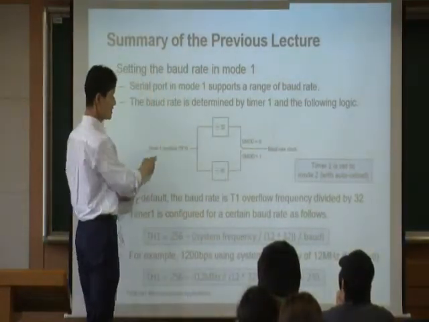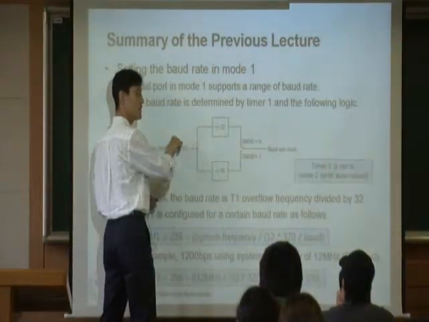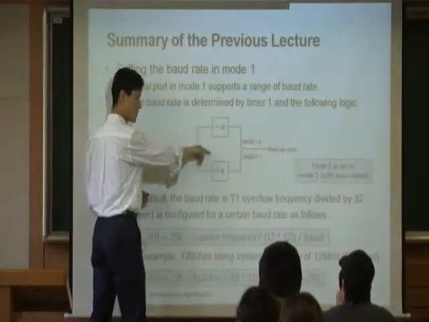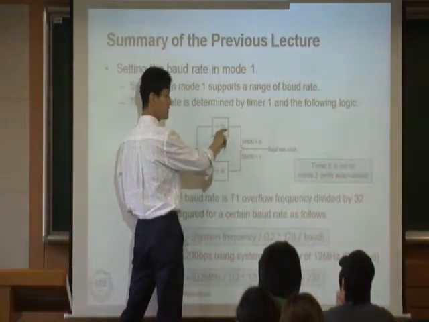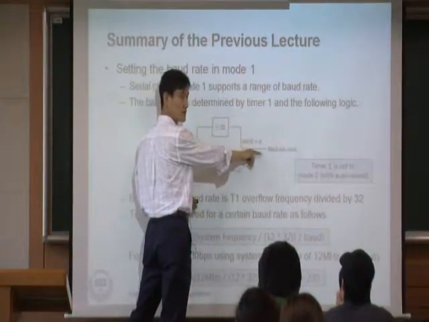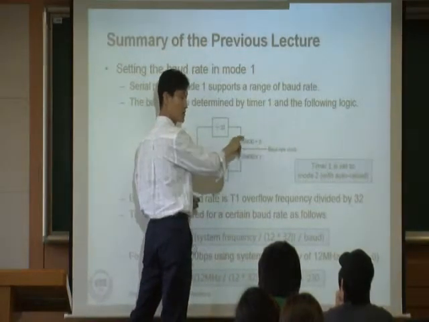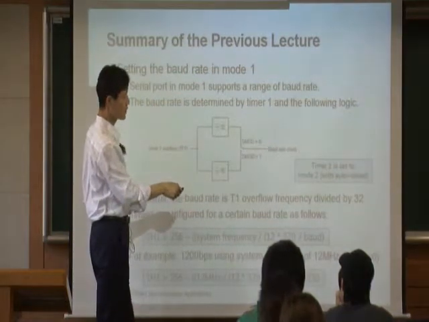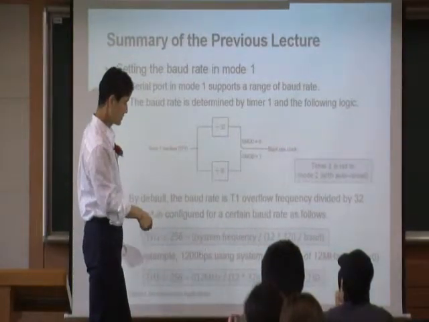So as an example, if you have an overflow every 1 millisecond, next millisecond you have another overflow. Every millisecond, you have overflow. Then what is the duration that you have a signal coming out from here? This is 32 milliseconds. Every 32 milliseconds, you have a signal coming out here. And that signal coming out is going to be your baud rate clock, and this baud rate clock is the speed that you want.